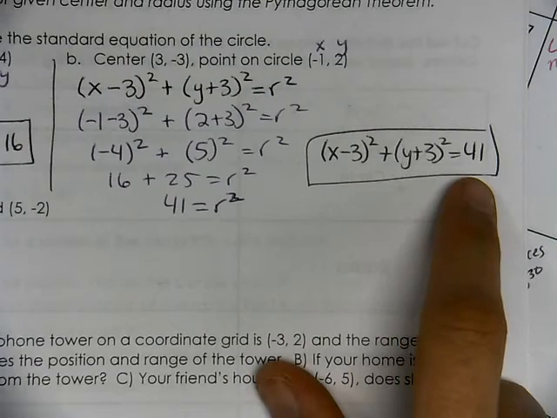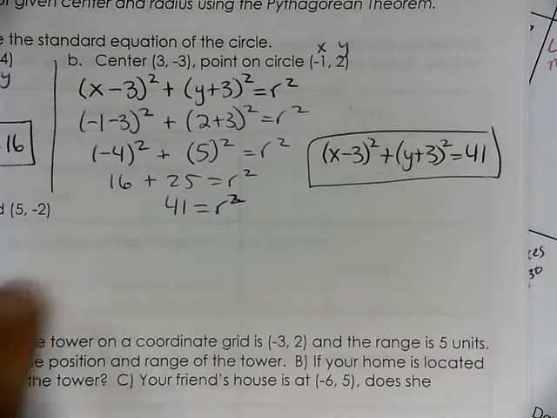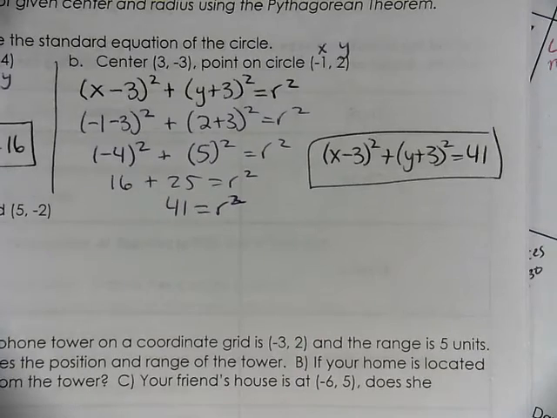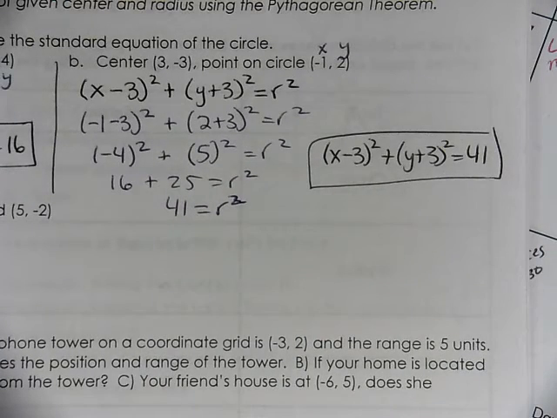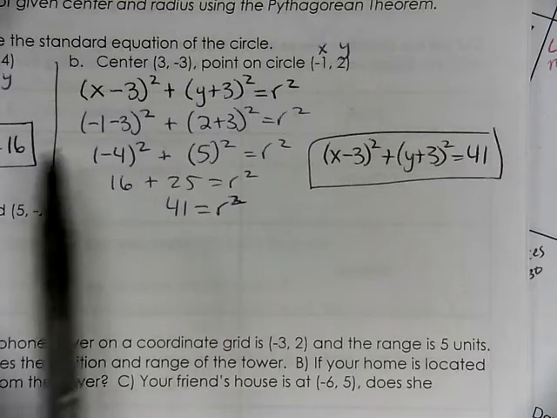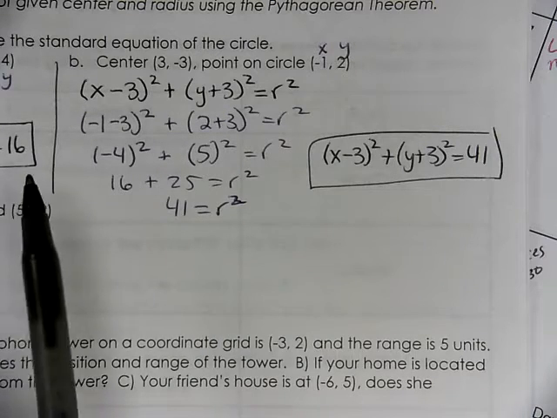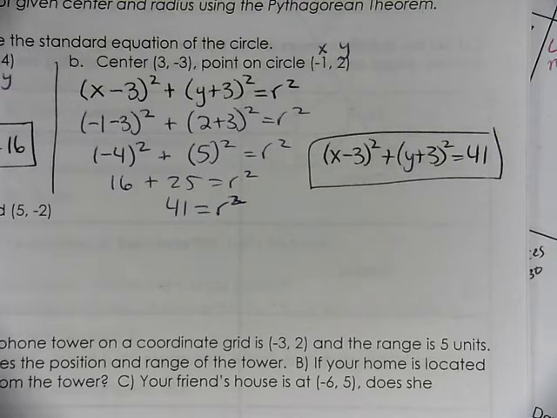So it's a lot of work to get to r squared, but you got to do it. And you don't have to show every step. As long as you show that you plugged it in, you're fine. Okay, so if you're given the center and a point on a circle, not too bad, right? Just plug it in, figure it out. C is the hard one.